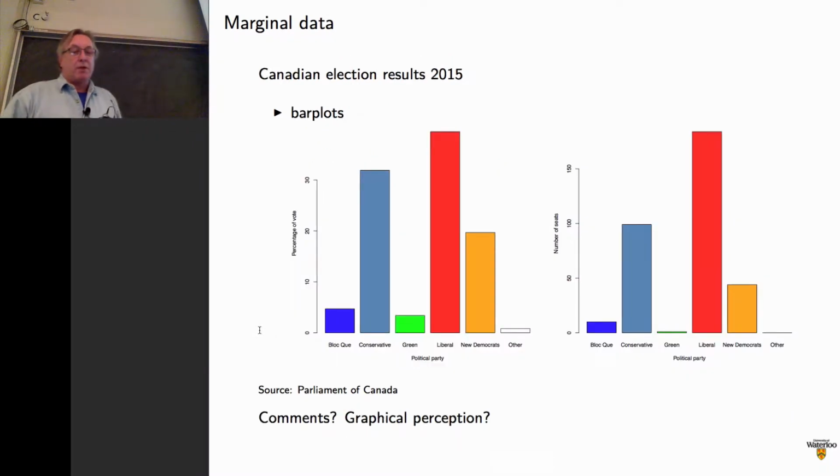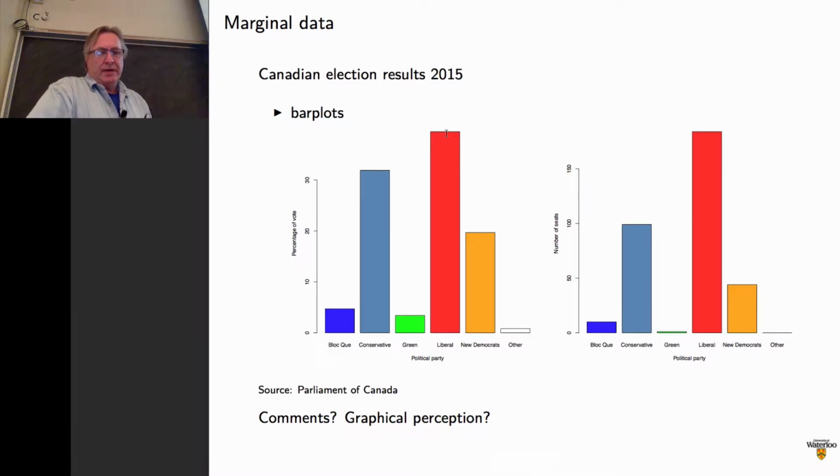So if I look at the bar plots, the 2 variates I have are political party voted for and political party that the seat went to. Okay? So on the left you see the percentage of the vote that each of these parties received, going from 0 to 30. This red one is the tallest, that's the Liberal. They received the most votes at just under 40% of the votes.